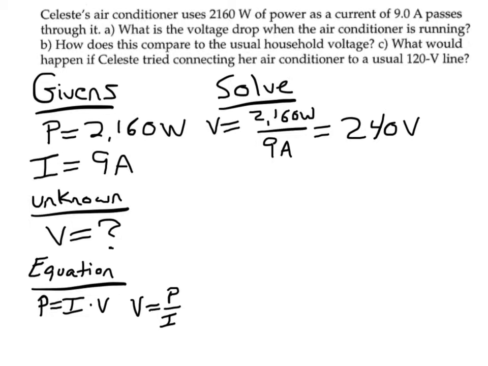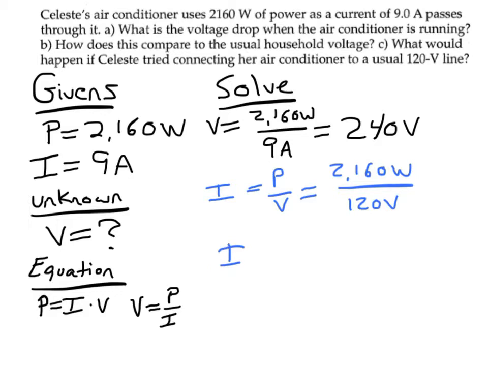Now, part C says, what would happen if Celeste tried connecting the air conditioner to a usual 120 volt line? So what they're asking there is what would happen? We're going to solve for the current. So the power is still going to be 2,160 watts. That doesn't change. That depends on the device. And this time we're going to divide it by 120 volts instead of 240. So you can tell that basically you're doubling everything. So if you work it out, the current comes out to be something like 18 amps.